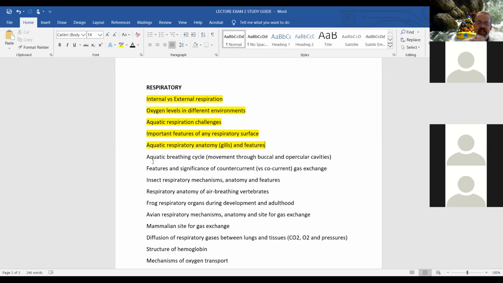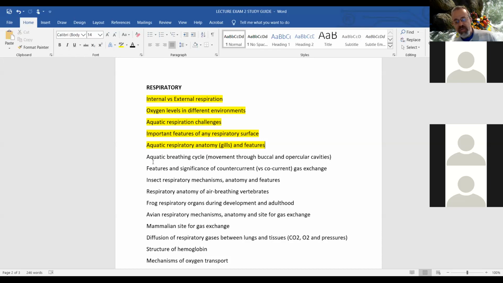There are two main chambers to look at: the buccal chamber, which is like the oral cavity, and the opercular cavity or opercular chamber, which is on the other side of the gills. And it's pressure driven, much like it is in us. During the aquatic breathing cycle, for water to go from the outside through the oral cavity, across the gills where the oxygen is pulled out, and then out through the opercular cavity, requires pressure changes.